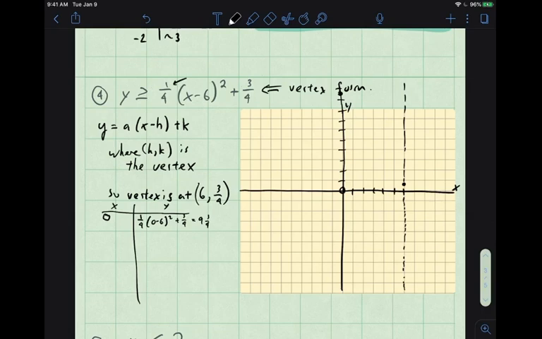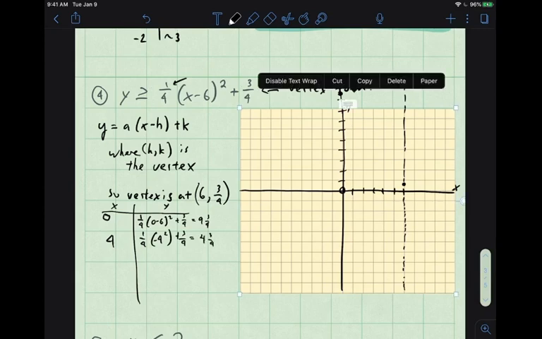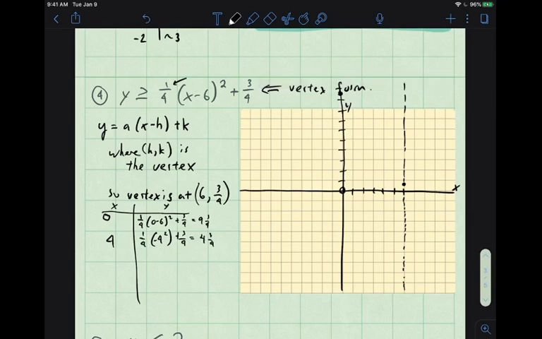Okay, let's choose 4. 1, 2, 3, 4. 4 is, I hope, going to be a convenient number. 4 squared, negative 4 squared, plus 3/4. 16 over 4 is 4, plus 3/4. Yeah, that works out. 4, and 1, 2, 3, 4. 4 and 3/4. Dang it.